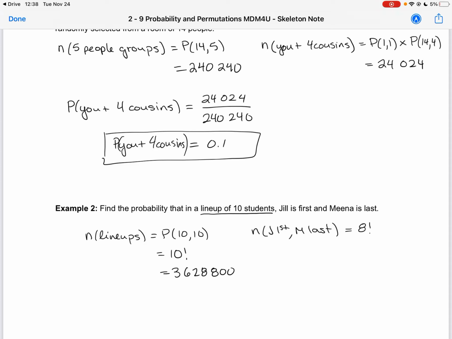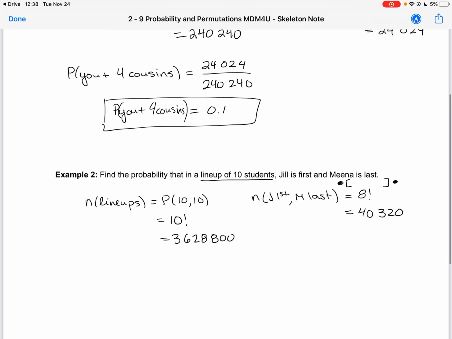And then we need to find the number of lineups where Jill is first and Mira is last. This setup is 8 factorial because we're determining our first position in our line is fixed, as is our last position. And then we've got 8 people and 8 spaces in order to rearrange them in. So the number of ways we can do that is 40,320.